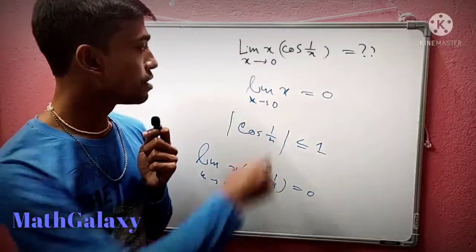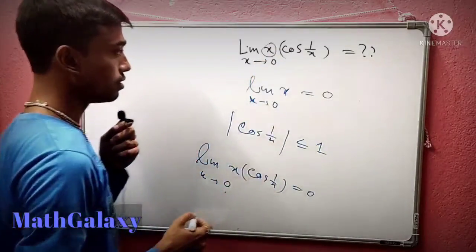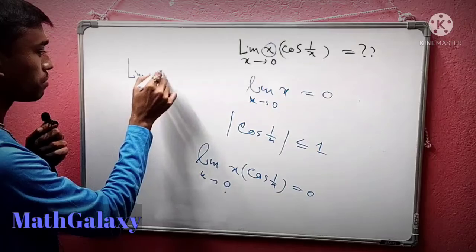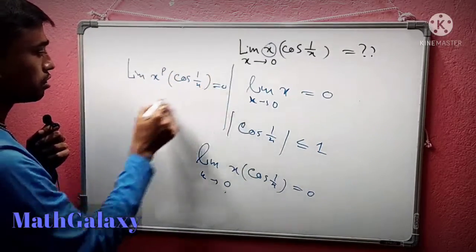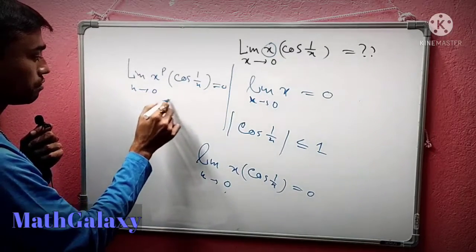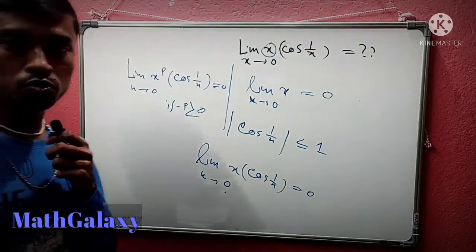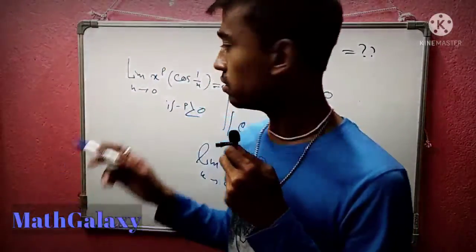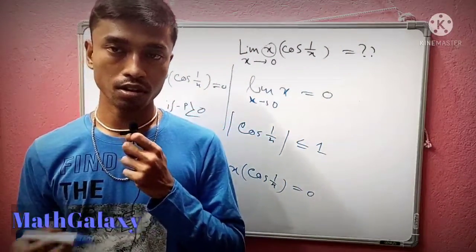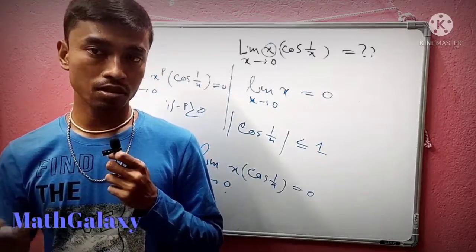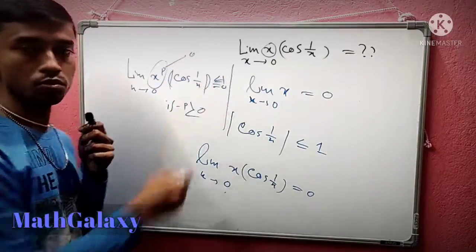And even if you replace this x with something else, like x to the power p, the limit of x to the power p cos of 1 by x should again be equal to 0 as x tends to 0, if p is greater than 0. That is because x to the power p always tends to 0, whatever happens, for positive p. If p is positive, then everything is fine: x to the power p goes to 0, and the cosine is bounded by 1.